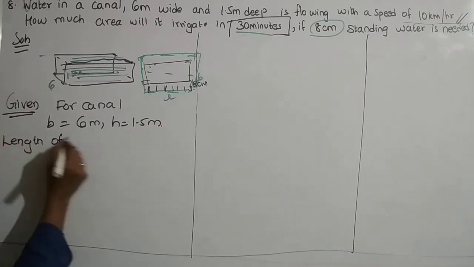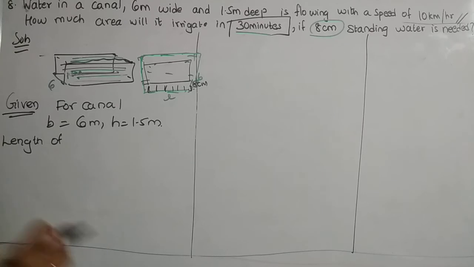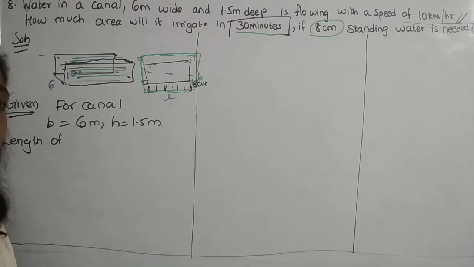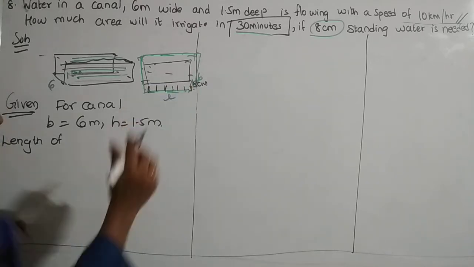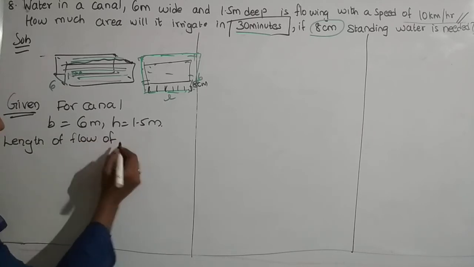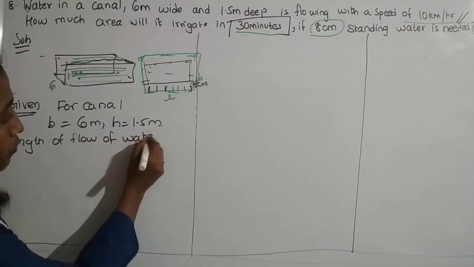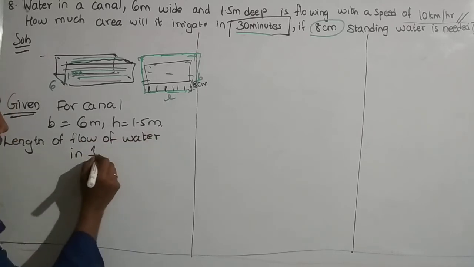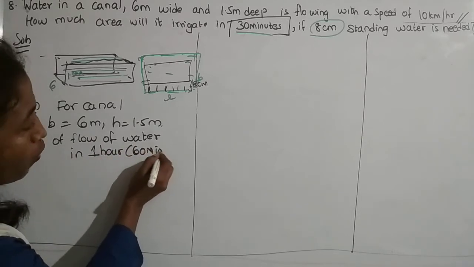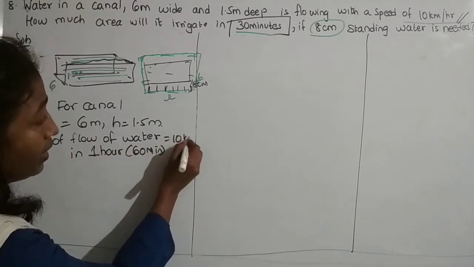Speed is nothing but, as we say, if my car is going with a speed of 100 kilometer per hour, then in 1 hour the distance covered is 100 kilometer. I am just giving an example. So 60 kilometer per hour means in 1 hour this much distance is covered. Similarly, we are assuming the length of flow of water in 1 hour, which is 60 minutes. So in 60 minutes the flow of water is given to be 10 kilometer.